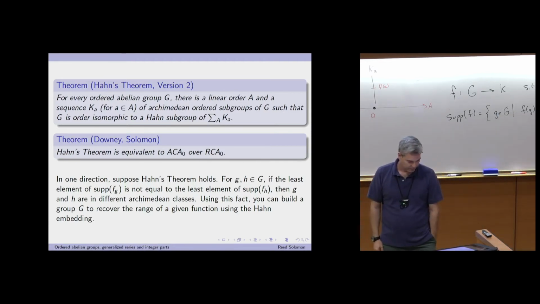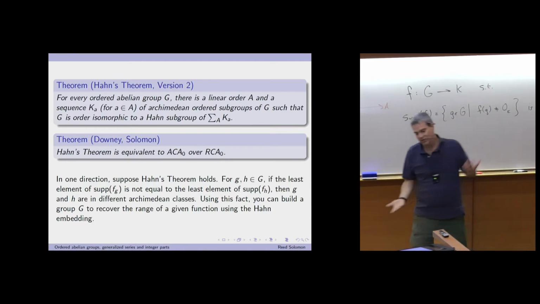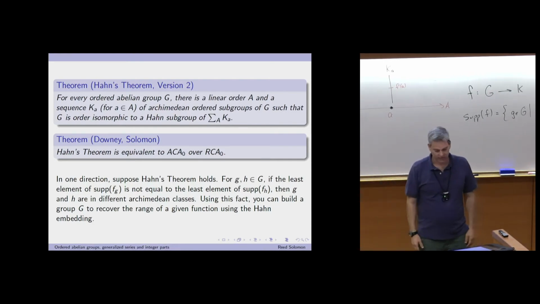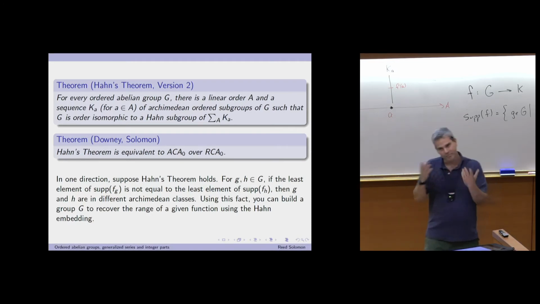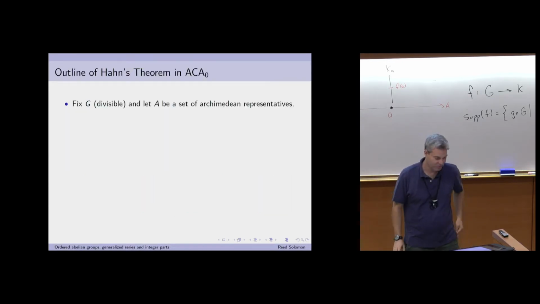All right, so in one direction, to get ACA out of this turns out to be not very difficult. So if we have elements of G, looking at the least elements of the supports of their images tells us exactly where they sit in Archimedean classes. So you play around with that to get some nice examples where you can actually calculate those things, and you code ranges of functions, and it falls out without too much work.